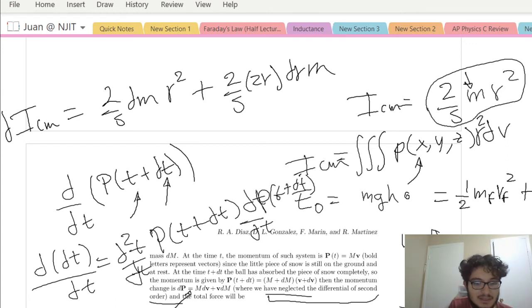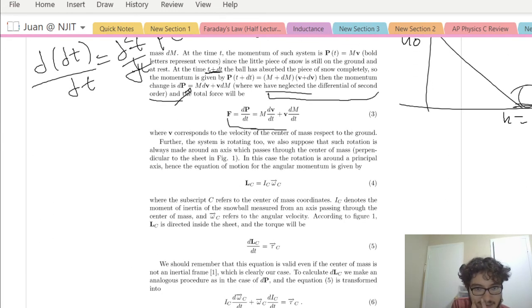Okay, I guess they used the form where you don't consider the addition of the infinitesimal time dt or the infinitesimal mass or the velocity, where v corresponds to the velocity of the center of mass with respect to the ground. Okay. All right.